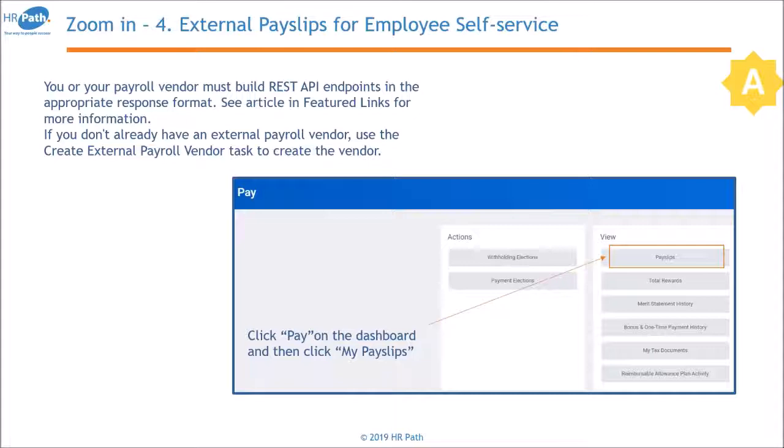Your payroll vendor must build a REST API and have an endpoint. So basically what happens is when the worker requests their payslips, Workday goes to an endpoint at the vendor system, requests these payslips and then displays them, which means that the whole process of delivering files to Workday and then having them picked up by an integration is not necessary anymore. So if we go to the next slide, we can see a little bit how it will be set up.